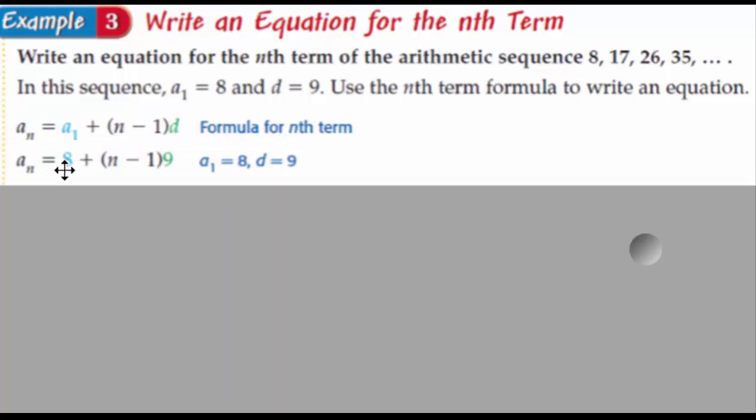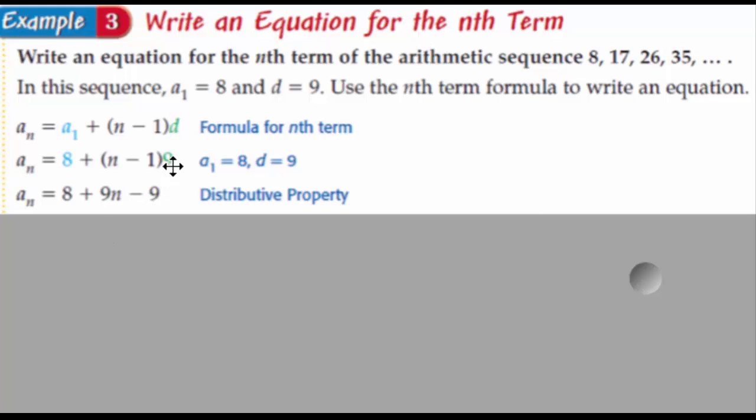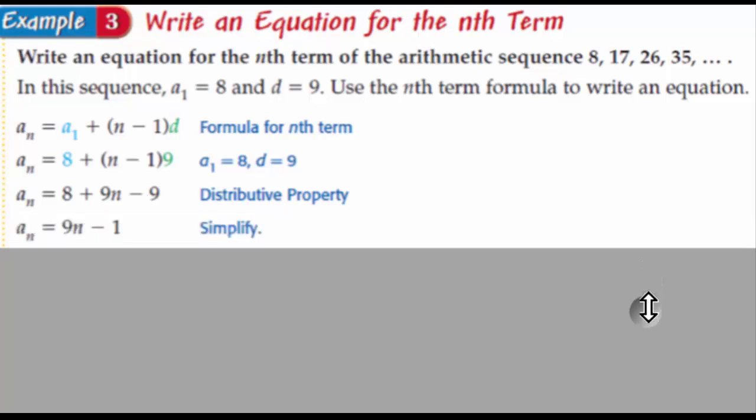So we got a sub 1 is 8, and the common difference is 9. And then we're going to need to distribute everything through to simplify it. So if we distribute the 9 to the n, we get 9n. And then we distribute the 9 to the negative 1, we get negative 9. And now we can combine like terms. So there is our formula. So 9n minus 1.